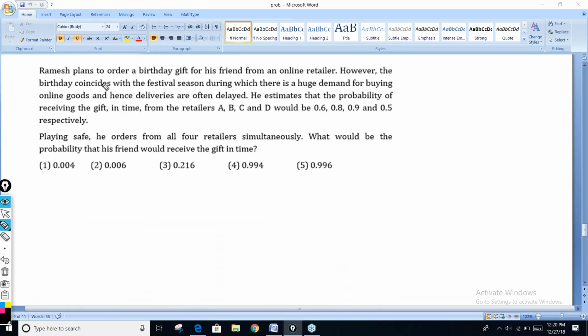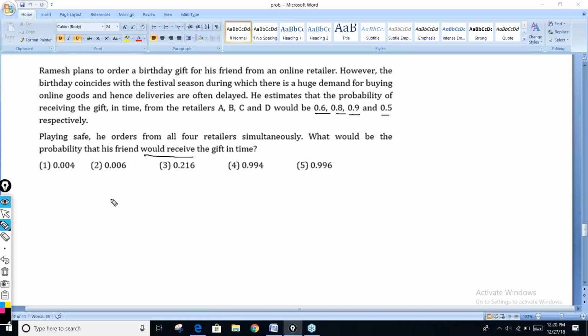This is easy. Ramesh plans to order a birthday gift for his friend from an online retailer. However, the birthday coincides with the festival season during which there is a huge demand for buying online goods and hence deliveries are often delayed. He estimates the probability of receiving the gift in time from each retailer. Playing safe, he orders from all the four retailers. What would be the probability that his friend would receive the gift?